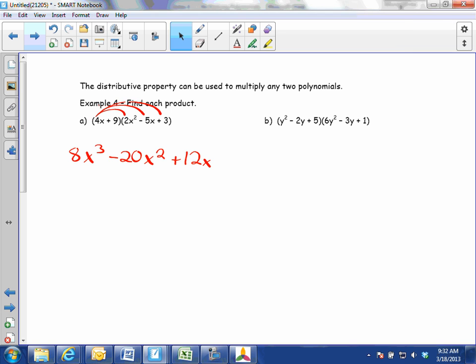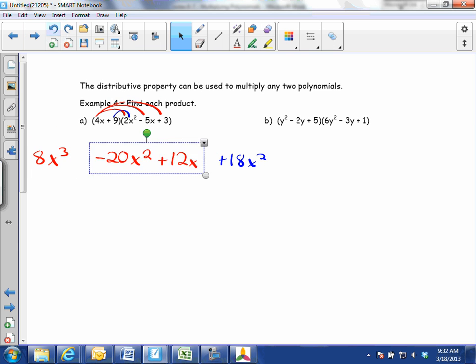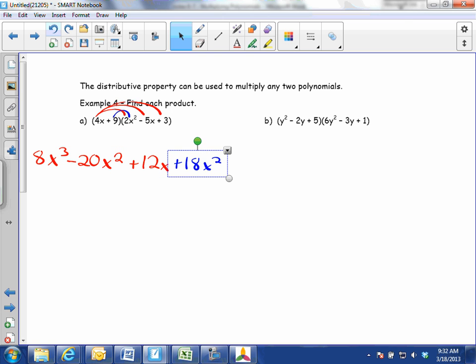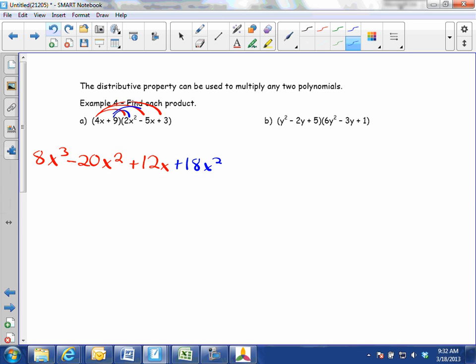So now we have to distribute through with the 9. Okay, so what's 9 times 2x squared? 18x squared. Okay. What is 9 times negative 5x? Negative 45x. And 9 times 3? Okay, so we distributed everything.